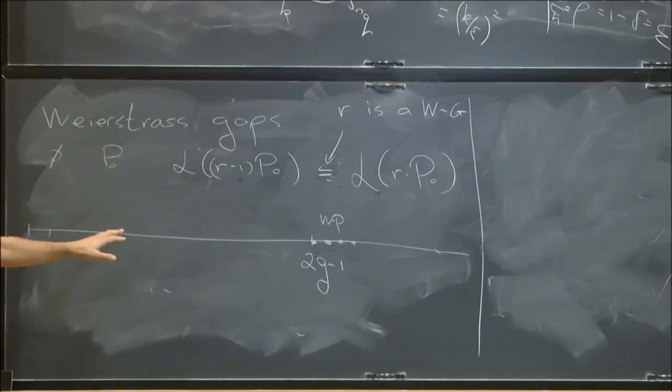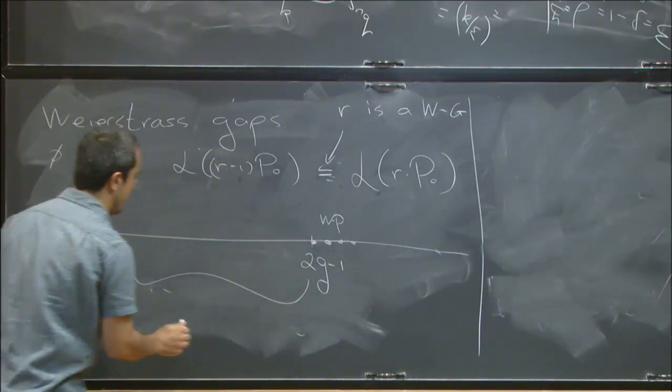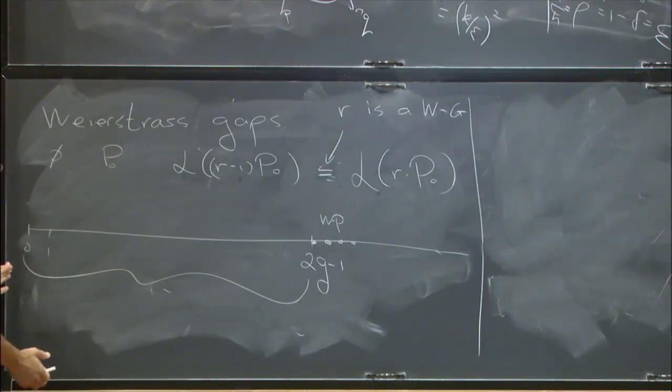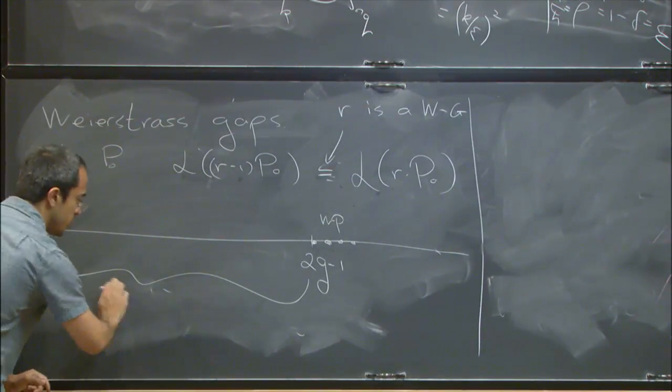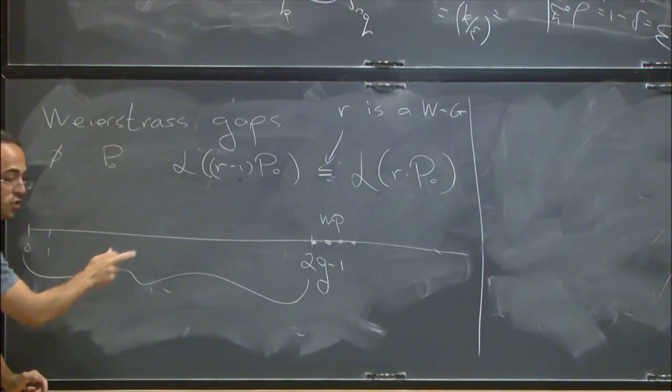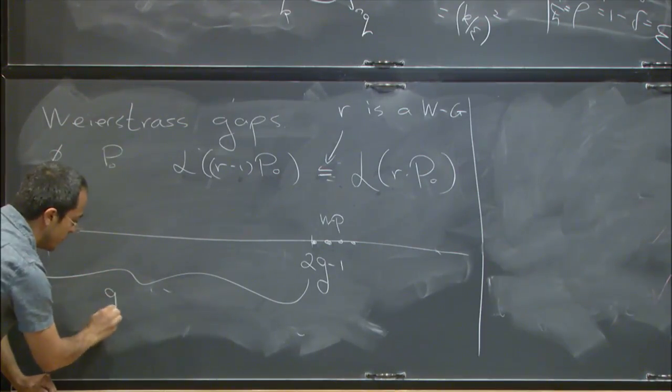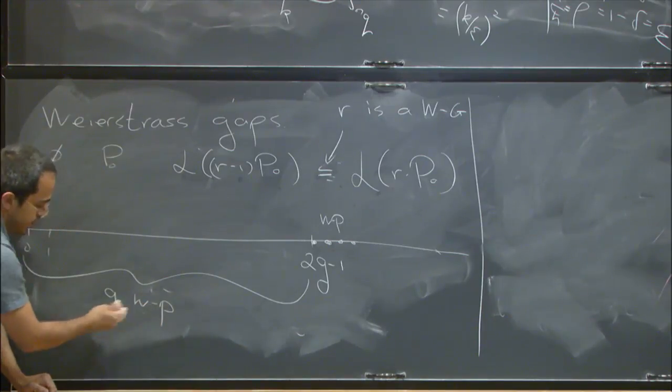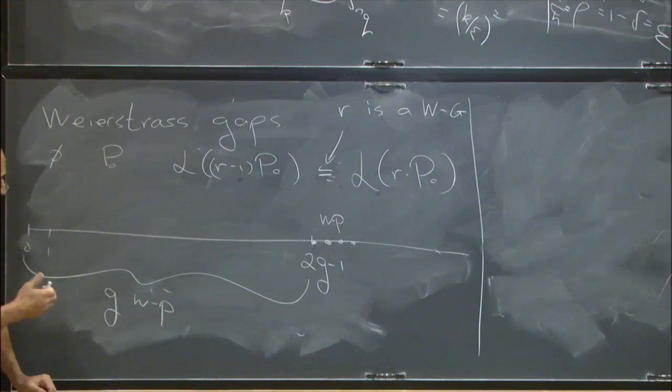So the question is, what's happened here? And what it turns out is that you have 2g numbers here, between 0 and 2g minus 1. Exactly g of them are Weierstrass poles, and exactly g are Weierstrass gaps. Out of the 2g, half of them are poles, half of them are gaps. And therefore, you can define the genus to be that number. And you do sometimes.